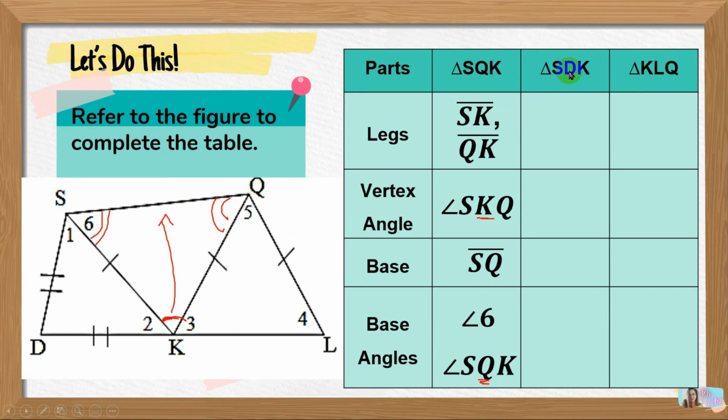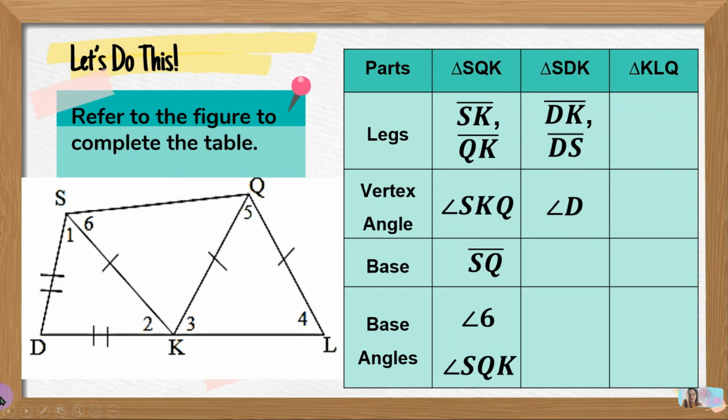Now, let's move to the second triangle. So, we have triangle SDK. Here it is. What are the legs of this triangle? The congruent sides. They are side SD or DS and side DK or KD. Those are the ones with markings like that. Then, for the vertex angle, which is the included angle of these two sides? Looking at the answer, the common vertex is D. The vertex angle is angle D. We can use the name angle D because there are no other angles found at vertex D.